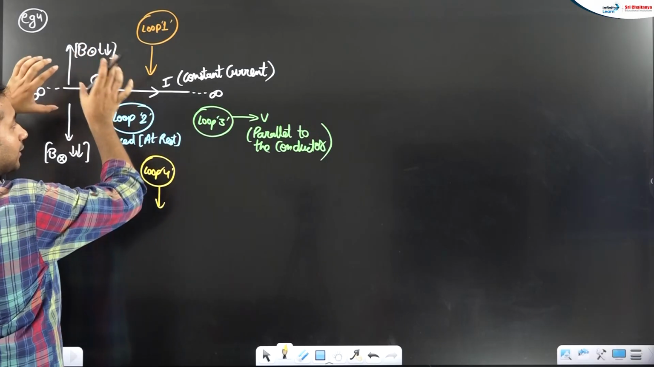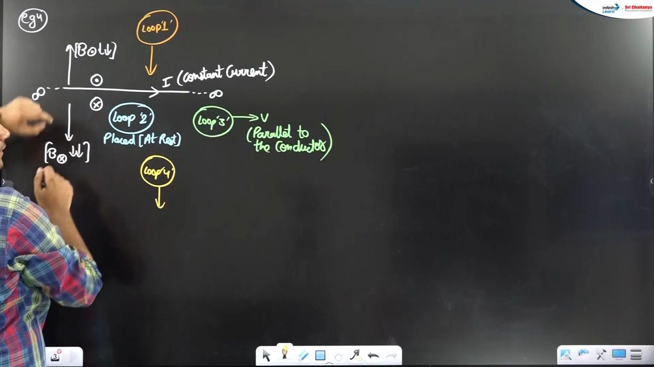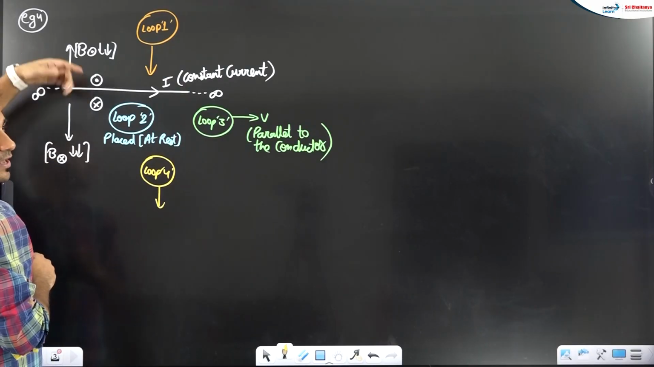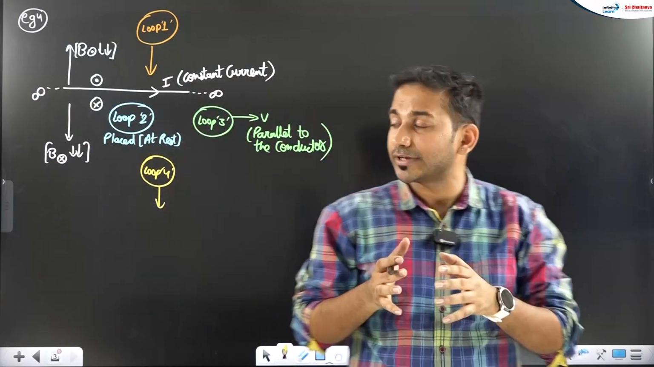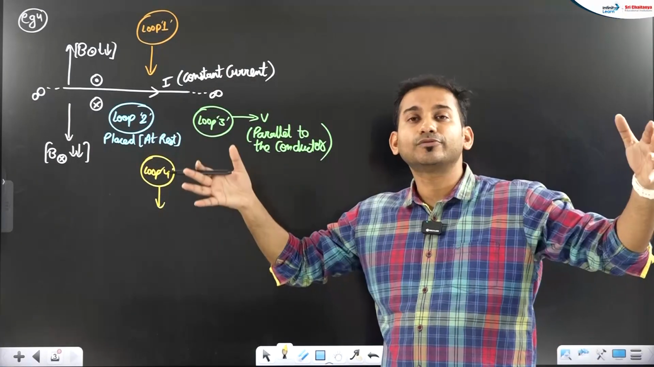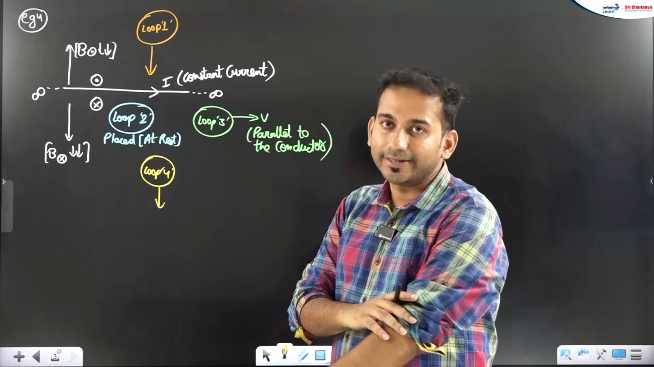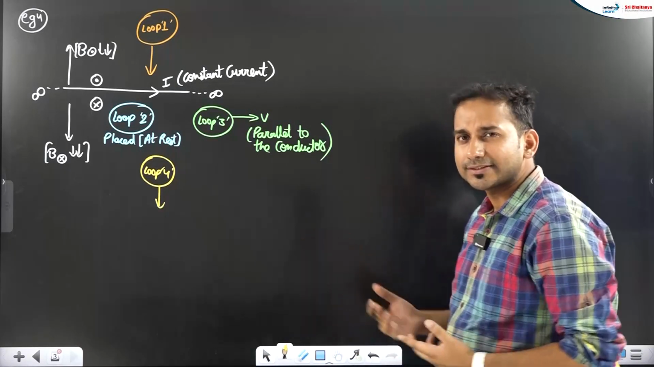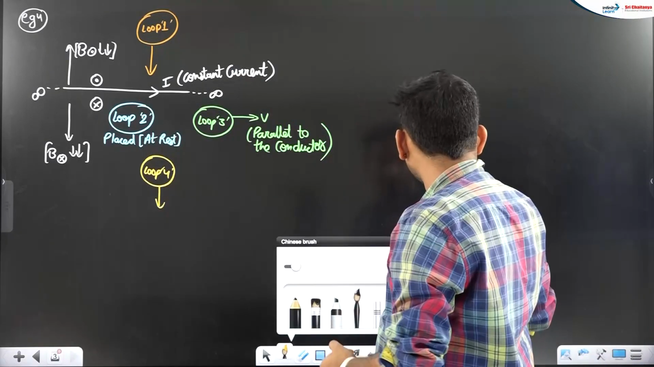But the nature of the magnetic flux linked with the current carrying conductor is not the same on both sides. Upper side it's a dot, lower side it's a cross. As soon as you keep on moving away from the current carrying conductor, the strength of the magnetic field will surely keep on decreasing. I hope that's clear. All right, now let us talk about them one by one.